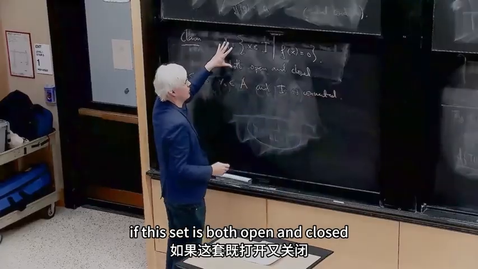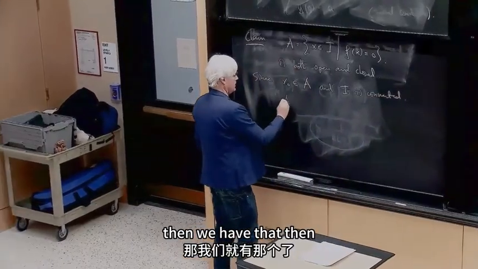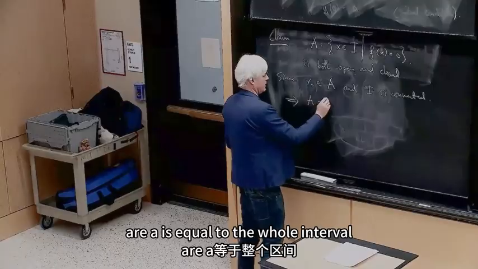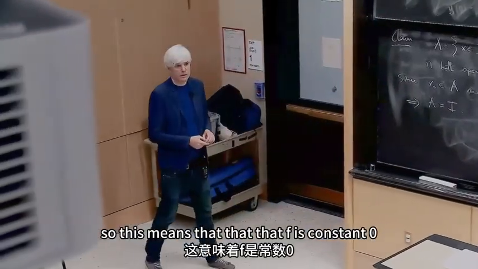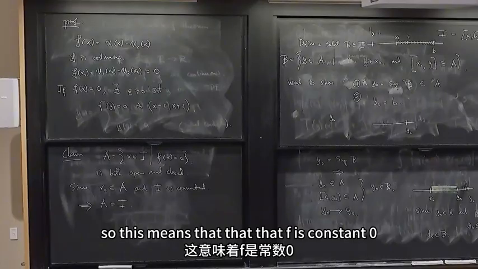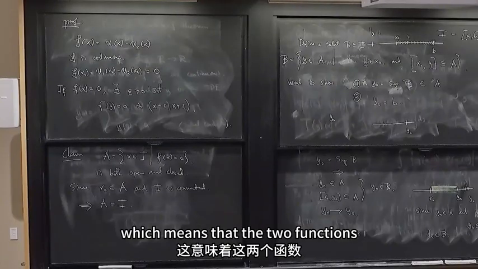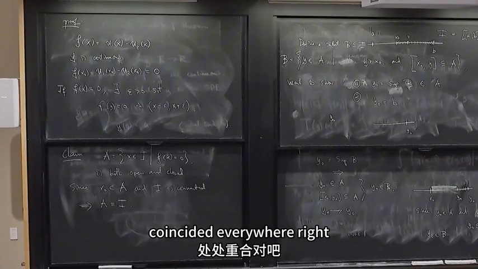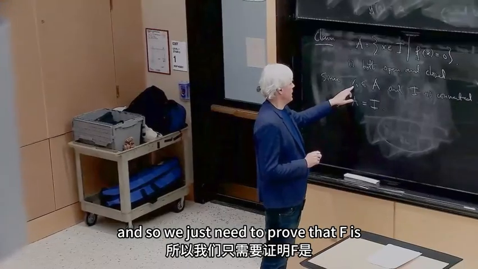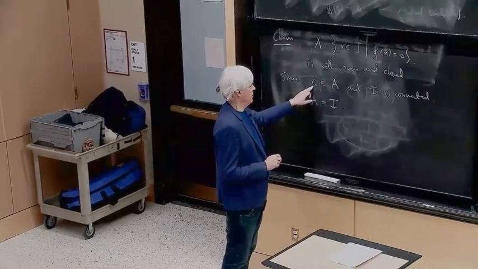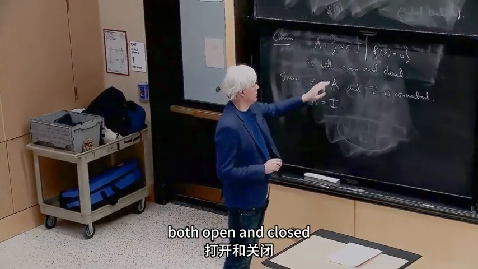If this set is both open and closed, then A is equal to the whole interval, right? So this means that f is constant 0, which means that the two functions coincide everywhere. And so we just need to prove that the zero set of f is both open and closed.